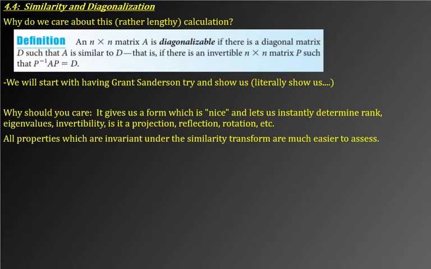They're just nice, and the more you study them, the more you'll see why they're so nice. But this is the formal definition. A is diagonalizable if there is a diagonal matrix D such that A is similar to D. And that means that there needs to be an invertible n by n matrix P such that P inverse AP is equal to D.